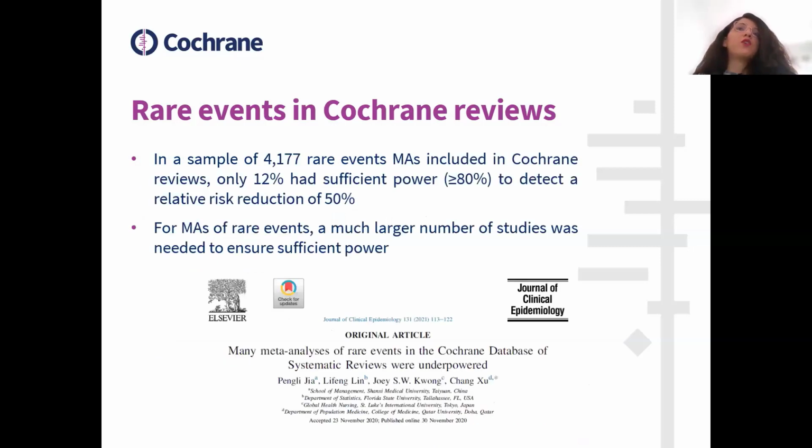In another systematic review, which included over 4,000 rare events meta-analyses of Cochrane reviews, authors found that 12% of these rare events meta-analyses had sufficient power to detect a relative risk reduction of 50%. And authors concluded that meta-analyses of rare events need a much larger number of studies to ensure sufficient power. So despite the issue of rare events, in terms of statistical power, we also have a huge problem if we have a small number of studies.